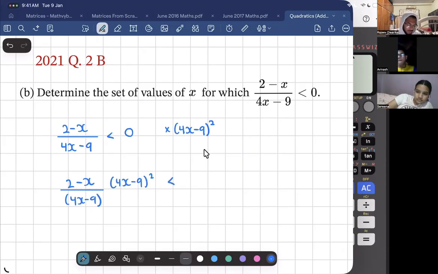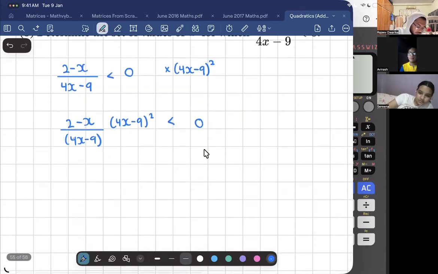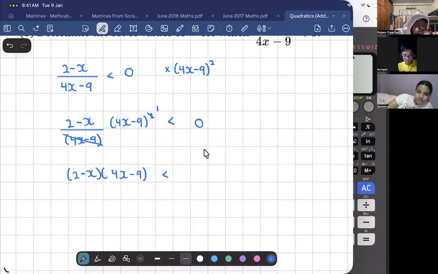And I'm multiplying on both sides. Serena, what is 0 by anything? 0. One of the 4x minus 9s will cancel off with the 1 here. And that's going to leave us with (2 minus x) by (4x minus 9), and that's going to be less than 0. Yeah? Yes, sir. Okay, now we need to find the roots or the critical values so we can sketch it.